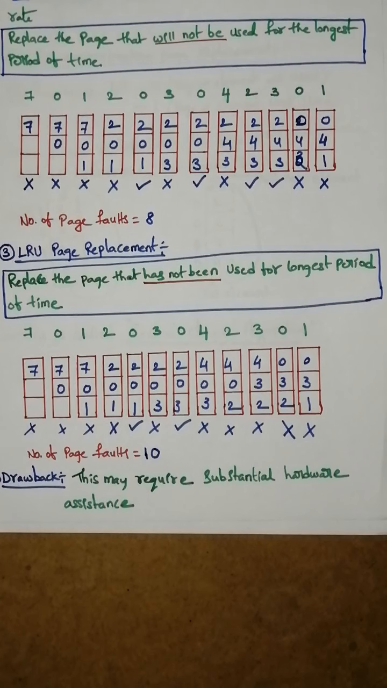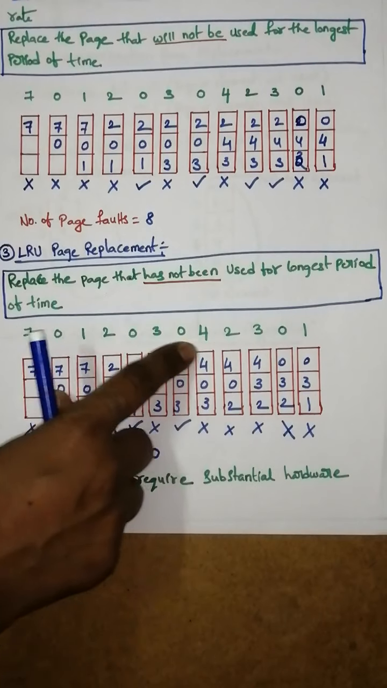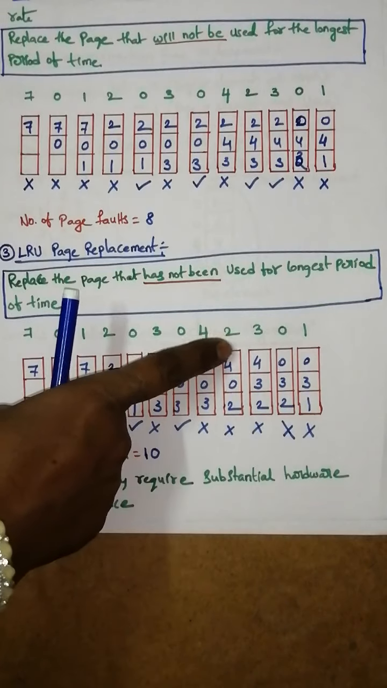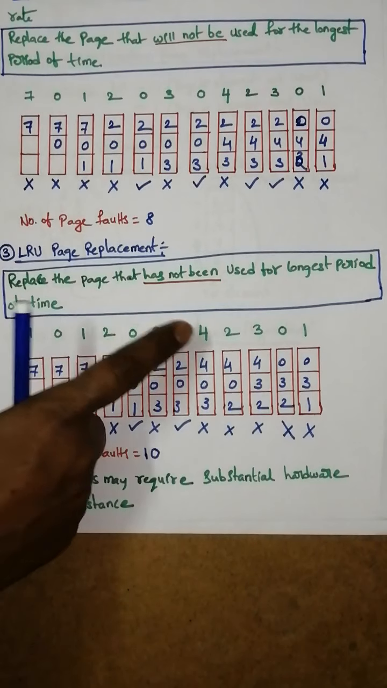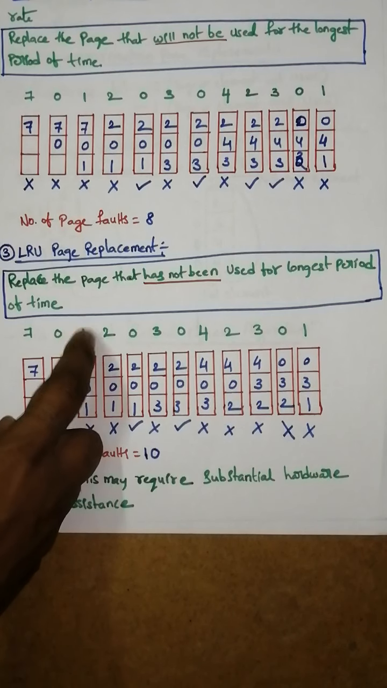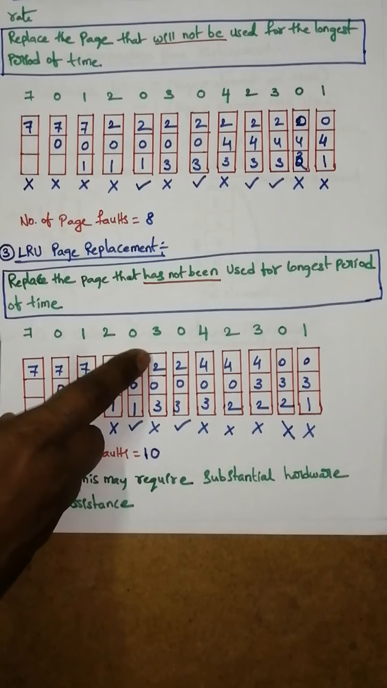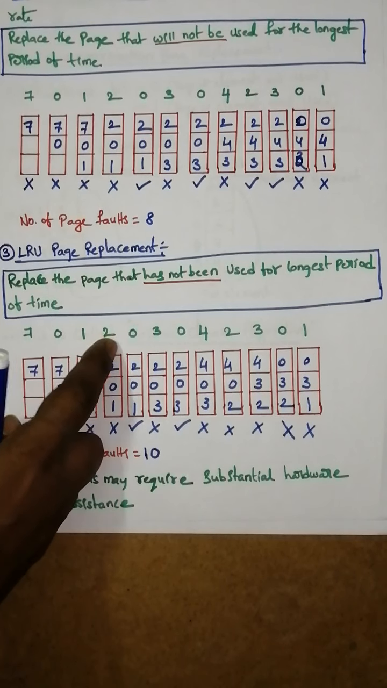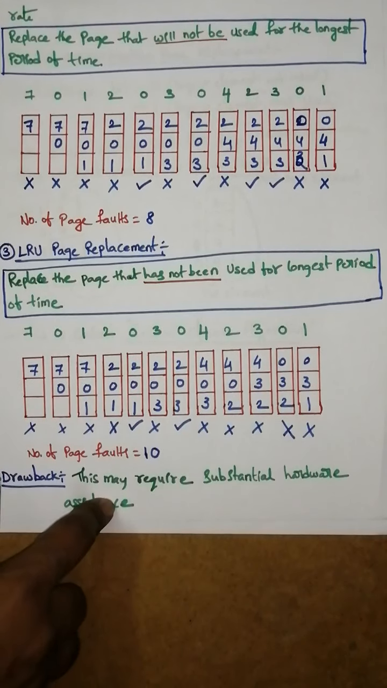Now the drawback of this is, to implement this least recently used algorithm, we need some hardware support. Why? Because you need to save the previous string, and you need to see how many times it is used, which one is recently used, which one is longest recently used, and so on. You have to maintain that account, so to keep track of that counting, you need some hardware assistance.